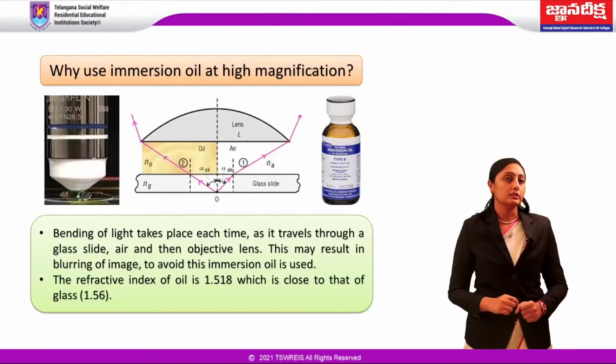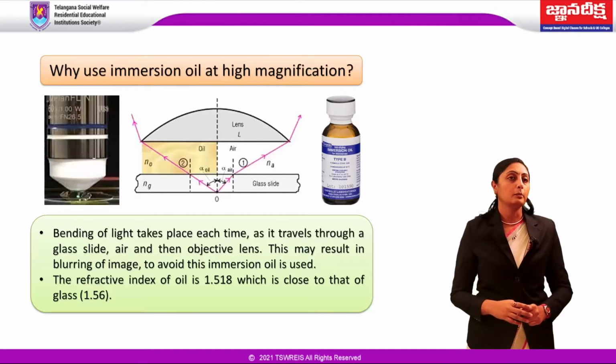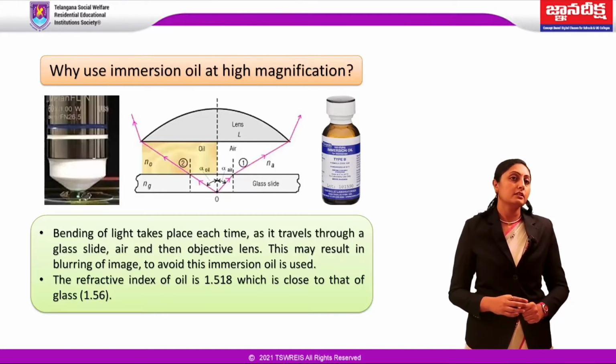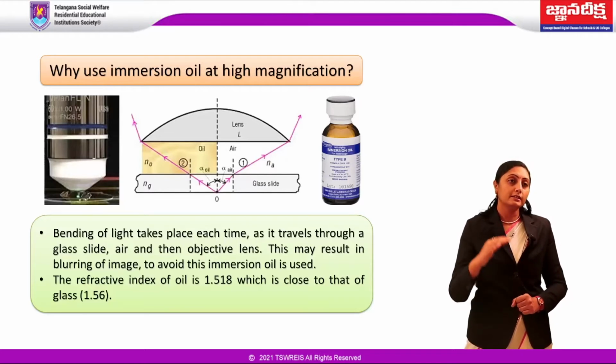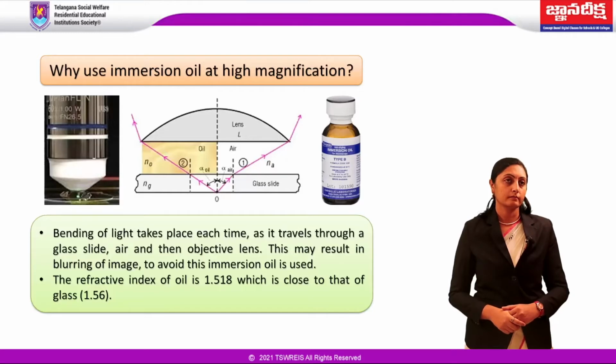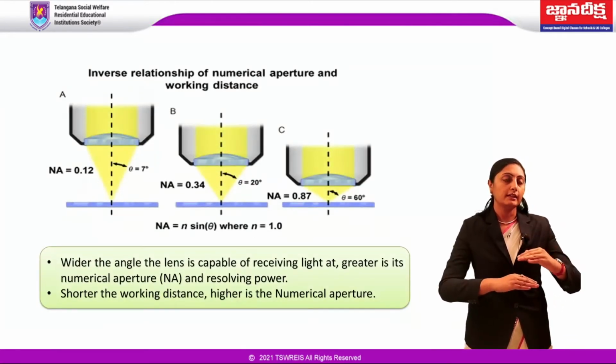The refractive index of air is 1, whereas refractive index of oil is 1.518, which is close to the refractive index of glass, that is 1.56. Thus, when viewing specimen with 100x objective lens, oil immersion is used so that refraction of light is reduced and the image is clear. The working distance is the distance between the specimen and the objective lens.